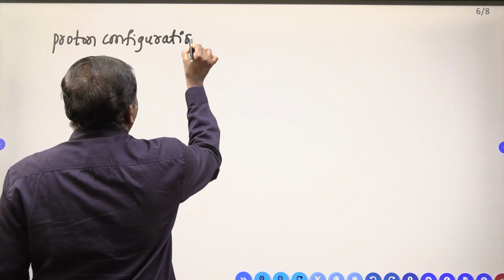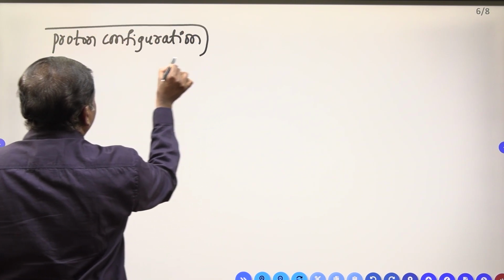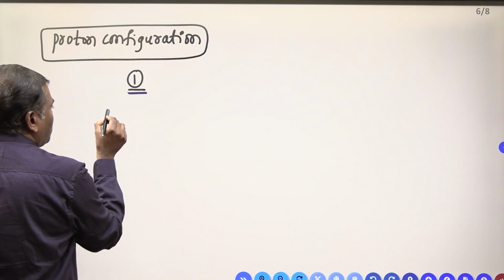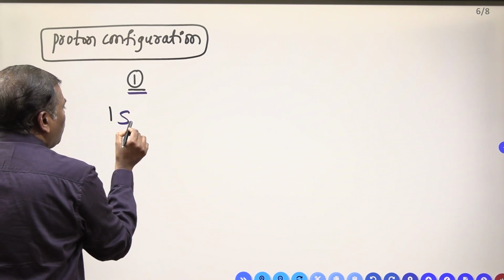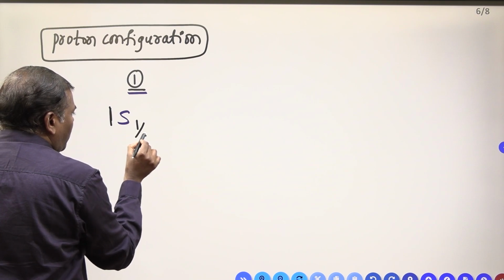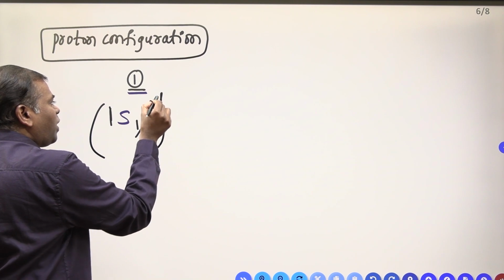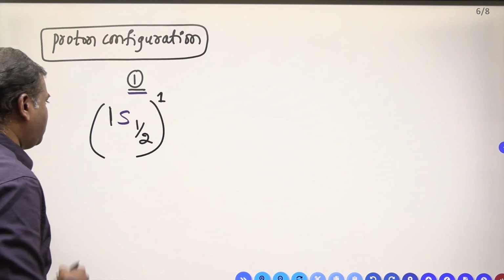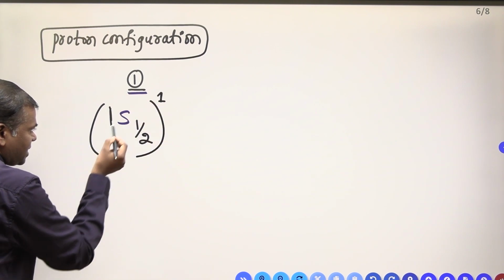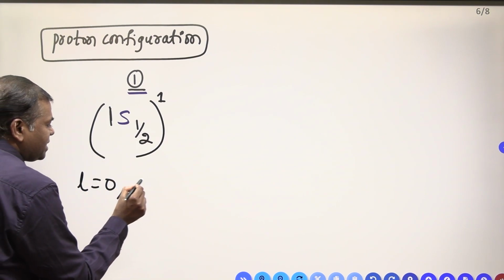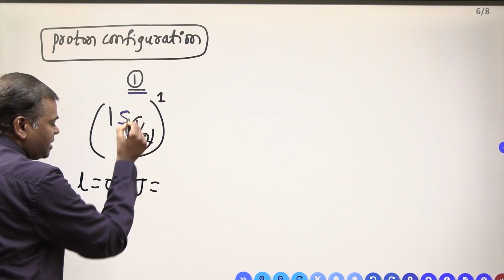Which one do we have to write? The proton configuration. What is the proton configuration? How many protons are there? Only one proton is there. Where do we keep the first proton? We keep it in 1s1/2. In this state we keep it. Only one proton is there, that proton we keep. L is equal to 0, because it is S. Right? J is equal to, how much J? This is the J value.